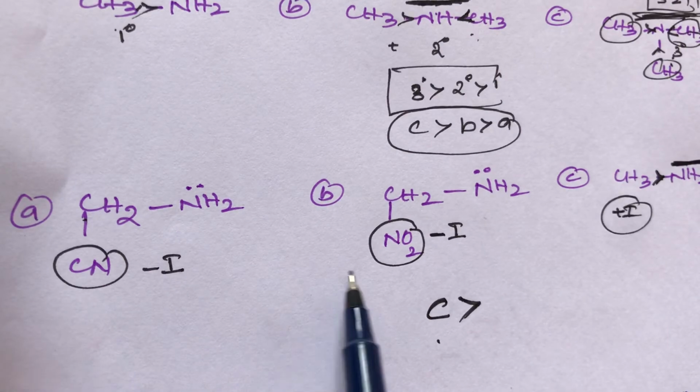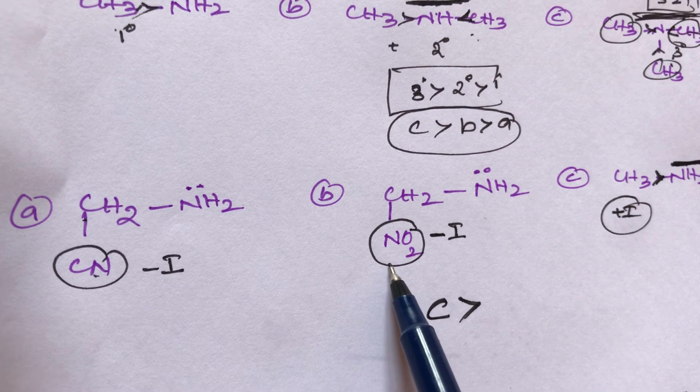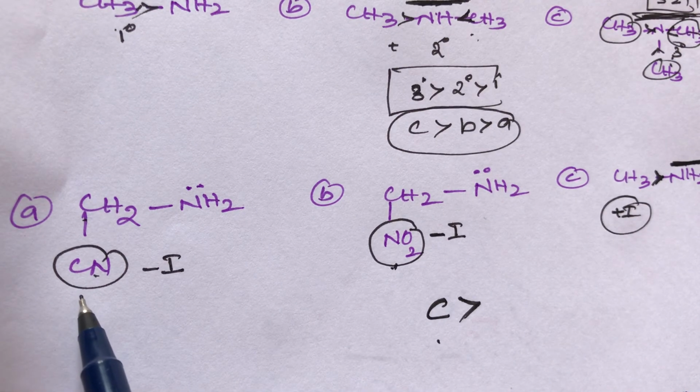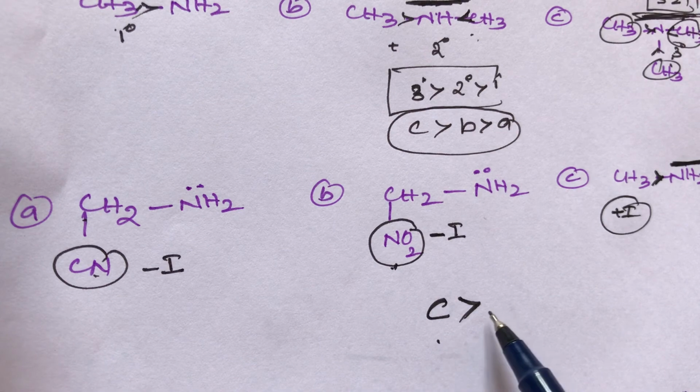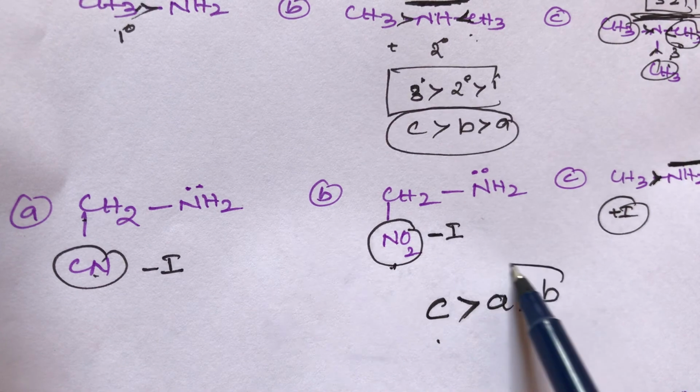And what about these two? Once again, student, basic strength is inversely proportional to the minus I group. These both belong to minus I group. So out of these two, which one is the strong minus I? NO2 is a strong minus I. So that's why it has less basic strength than A compound. And cyanide is a weak minus I compared to the NO2 group. So what is the order here? Basic strength order is C compound is greater than A compound, A compound is greater than B compound. This is the order, student.